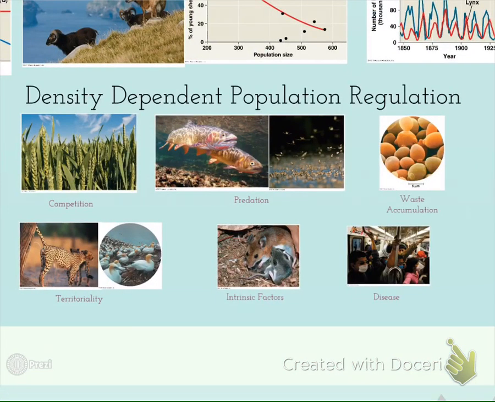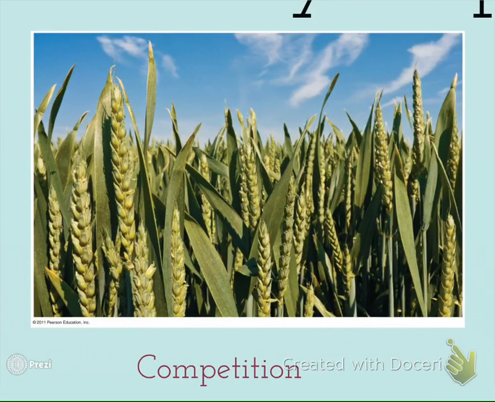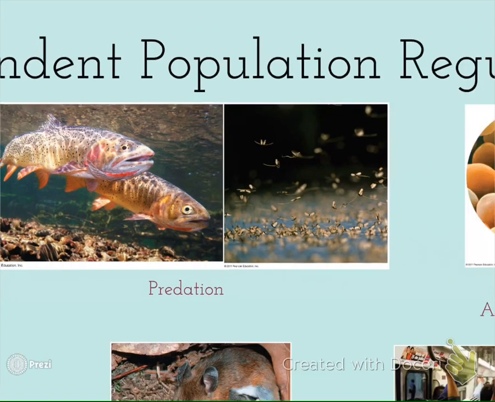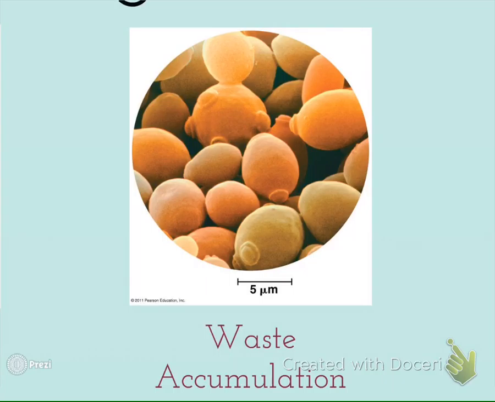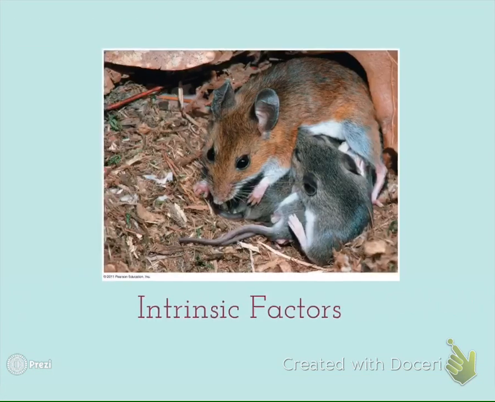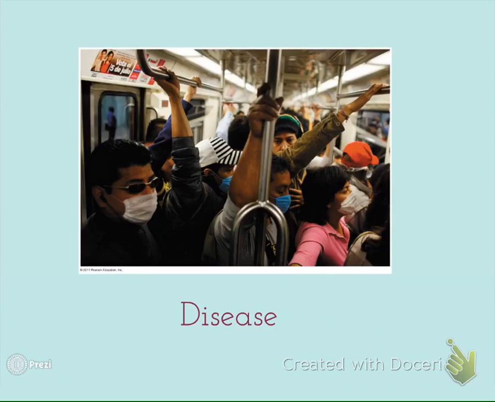So density-dependent population regulation. These are factors that impact a population's ability to grow. Things like competition. There's only so many resources. Predation. Waste accumulation. Territoriality. I always want to put an extra T in there and say territoriality. And intrinsic factors. Now, also disease. If you get a large population into a small confined area, it's very easy to pass disease.